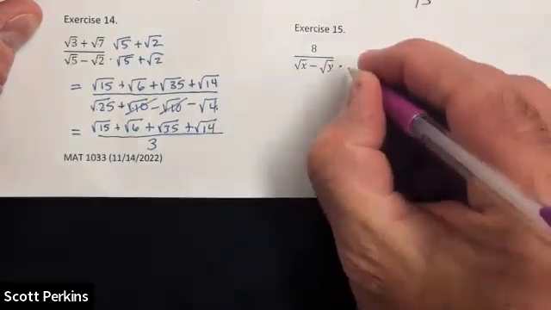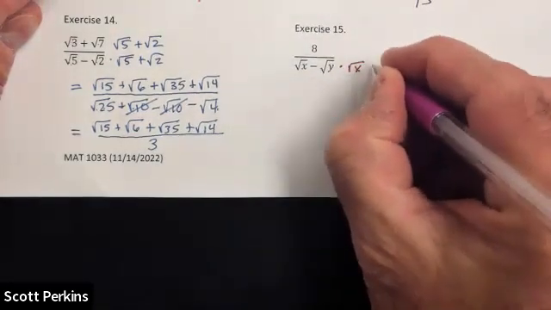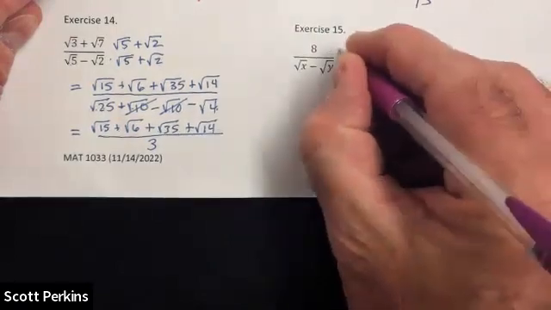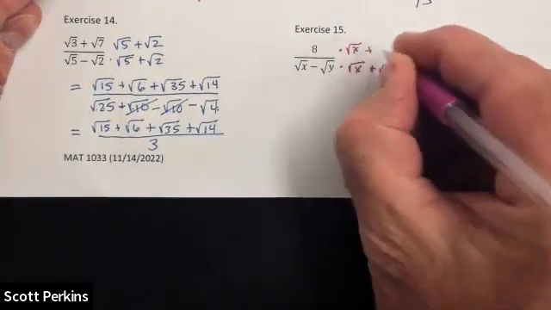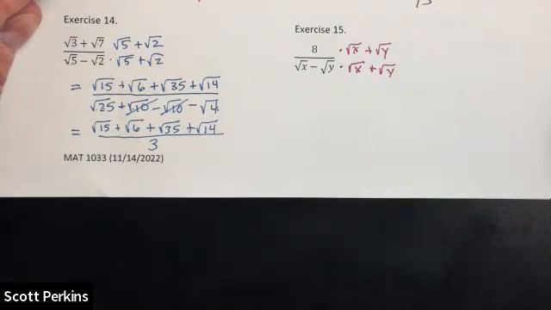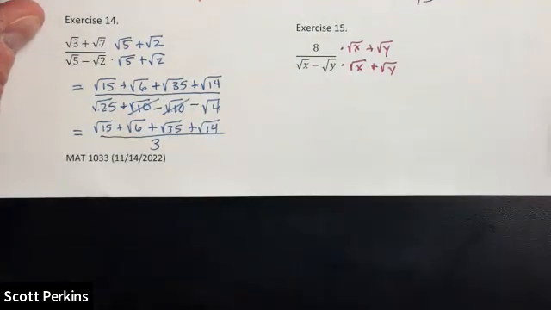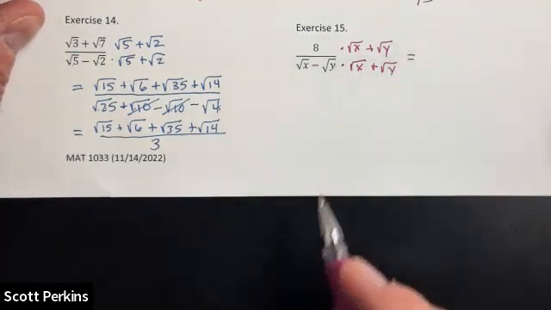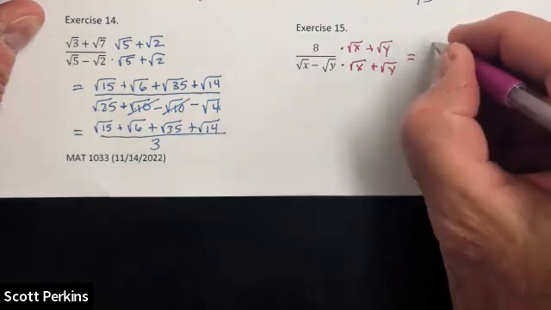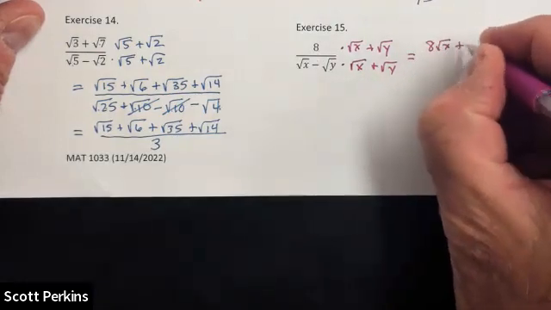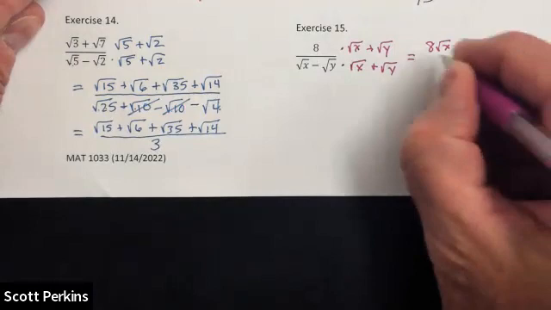All right, so on this last problem, the conjugate is just going to be square root of x plus the square root of y. Always just change that sign in the middle. The conjugate is no more complicated than that. And so in the numerator, I've got an 8 times that, so that's 8 square root of x plus 8 square root of y, a little distributing.